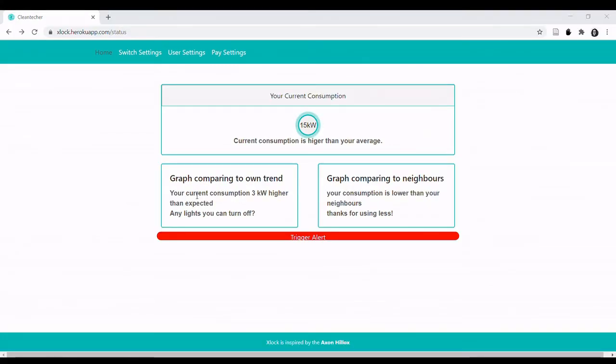When the customer opens the application, they find themselves on this landing page. Here, the customer is informed about how much electricity they are currently using, as well as some analytics on their overall trends.